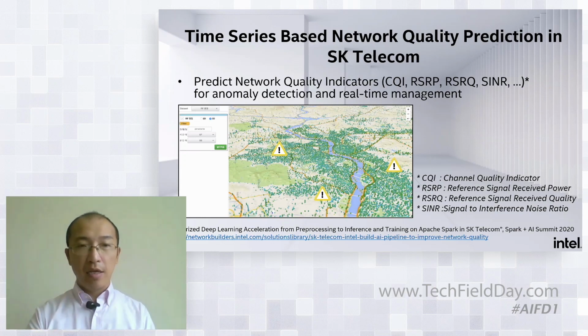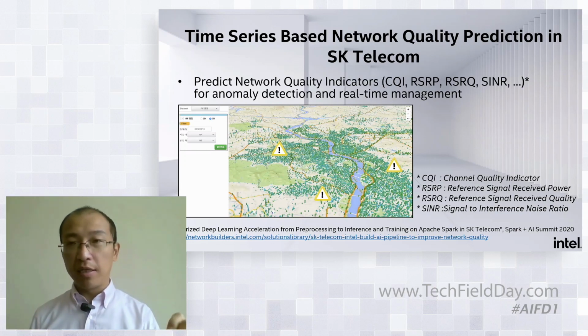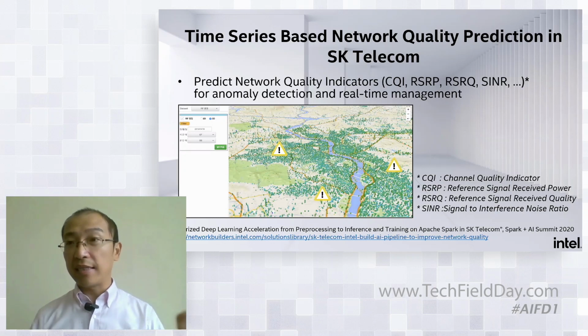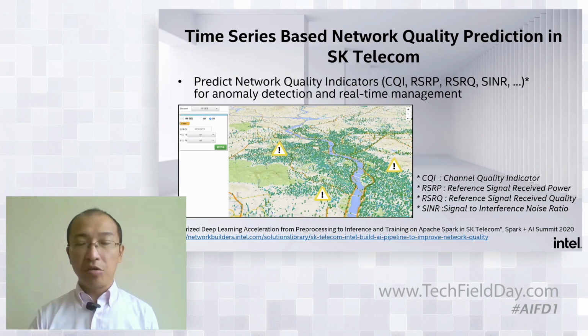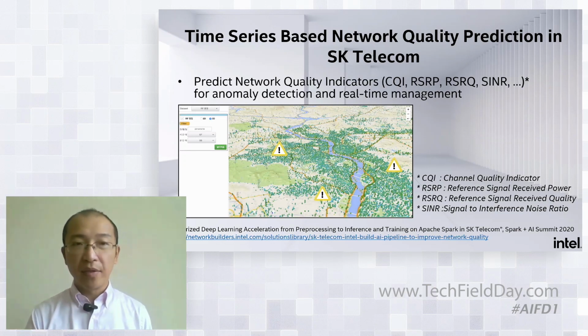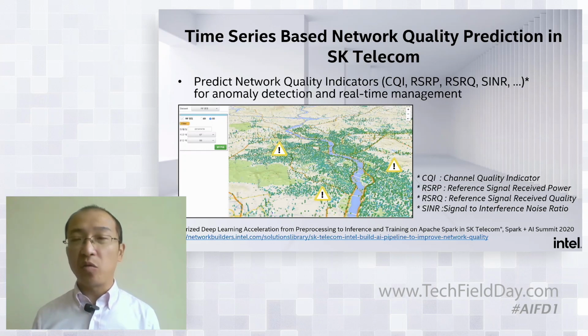This is a map of the city of Seoul. Every dot on that map, the green dots and the blue dots, is a base station, and the color shows how healthy that base station is. You can see there are some warnings if there is a network quality issue related to that base station.